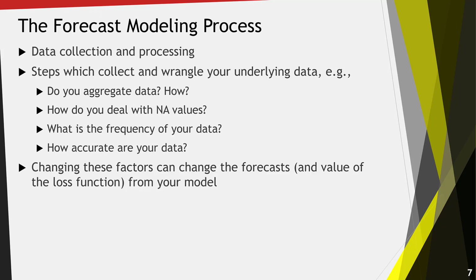So let's think about these steps in detail. We've thought a lot about data collection, wrangling, and processing. In terms of the modeling process, though, there are important decisions in the data wrangling process that feed into the entire modeling process. The steps that were used to collect and wrangle your underlying data, for example, did you aggregate your data? How did you do that? How did you deal with NA values in your data? What's the frequency of observation in your data? And how accurate are your data? Do your data measure information with noise, or are they very precise measures of the things you're trying to look at? Changing any of these factors can change the forecasts from a model, and therefore the value of the loss function.